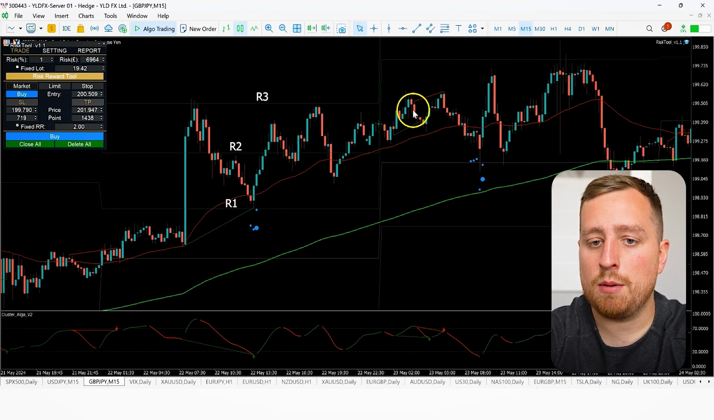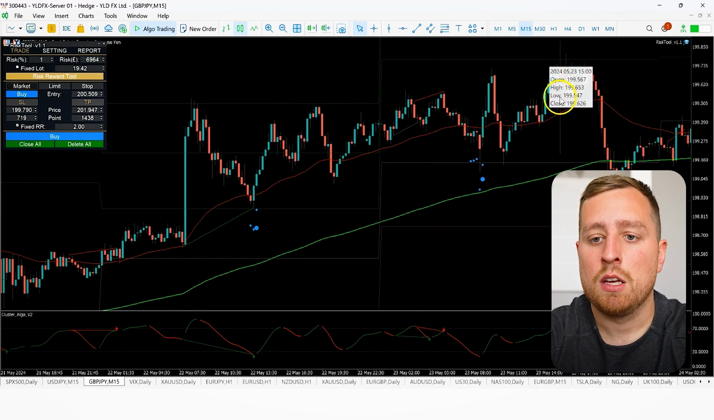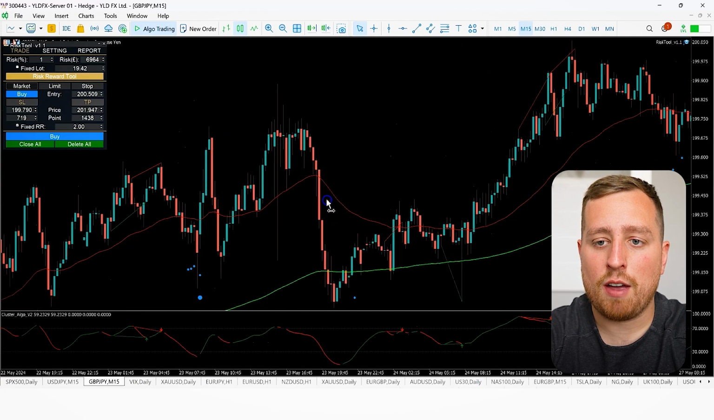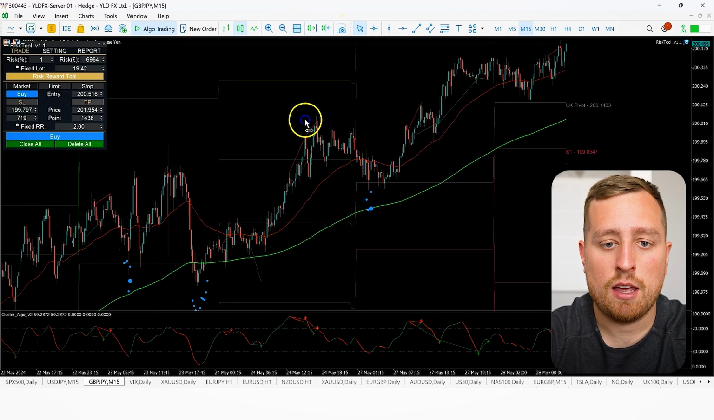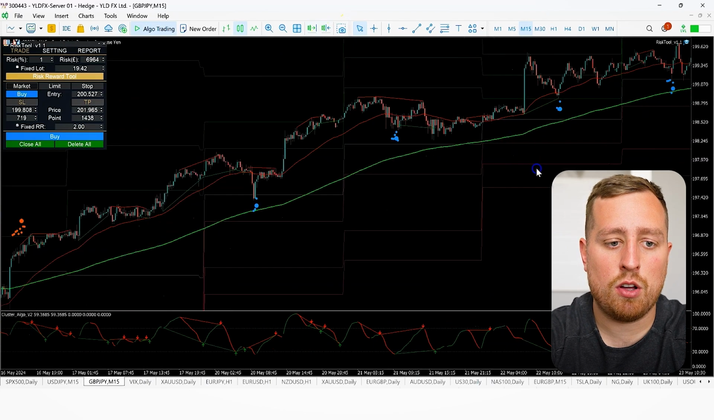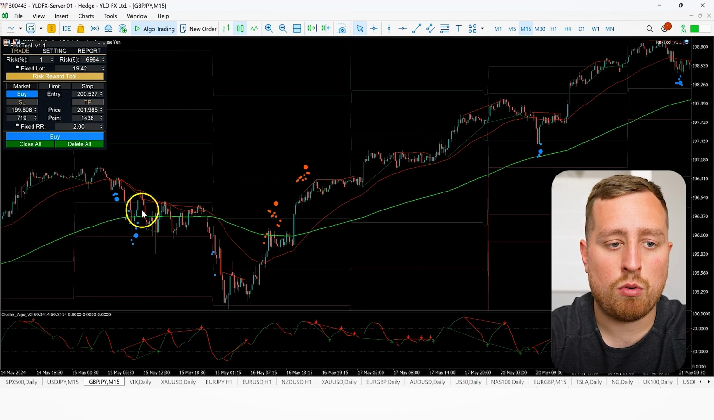Again, the next day you can see price came down, tested the UK pivot, went all the way up to R1 and rejected it. So you can start seeing the pattern of how you can utilize these tools for your intraday trading and how you can ultimately take advantage of them, you know, throughout the markets.